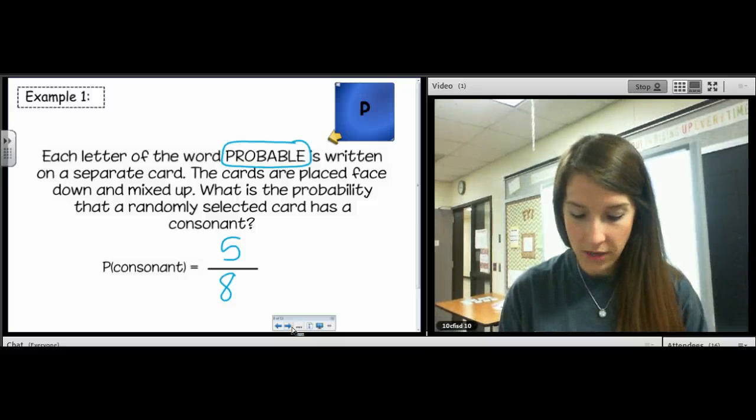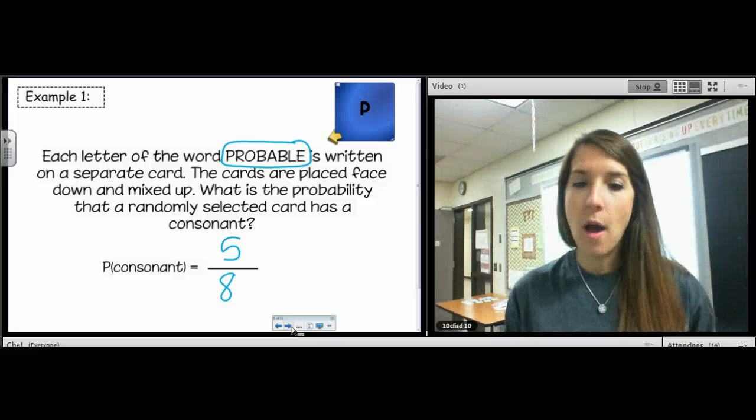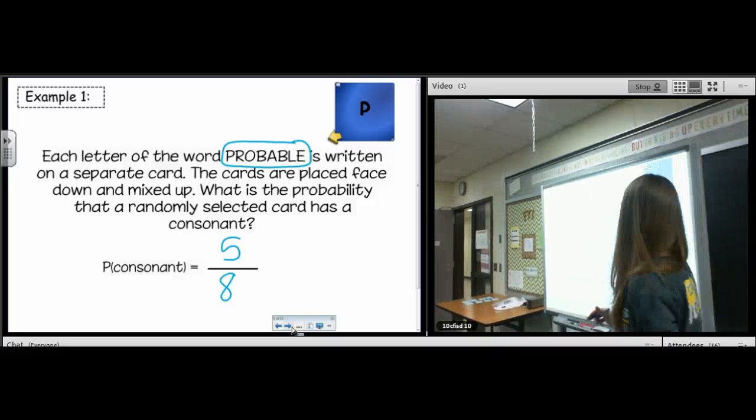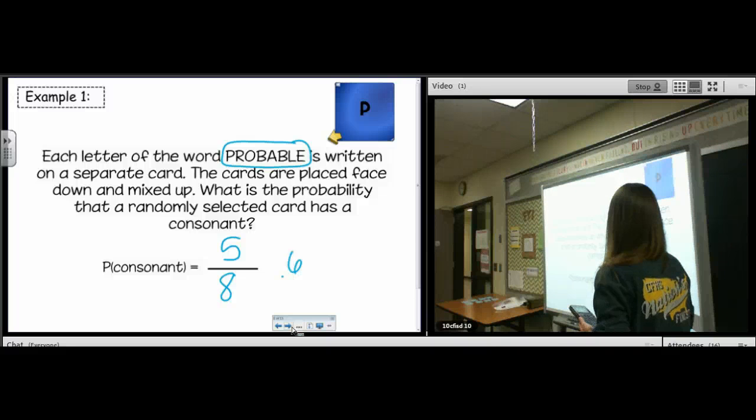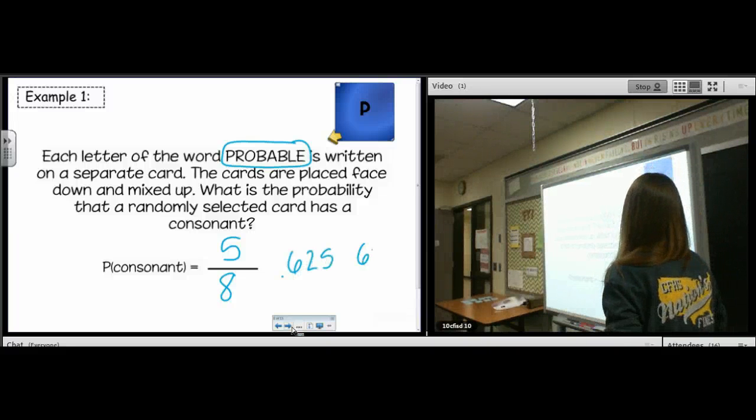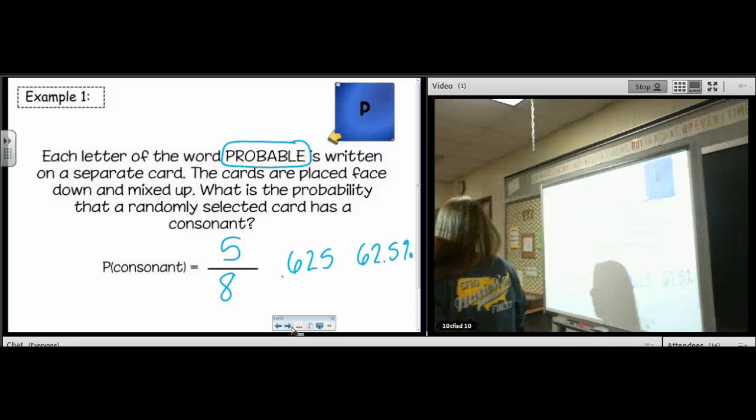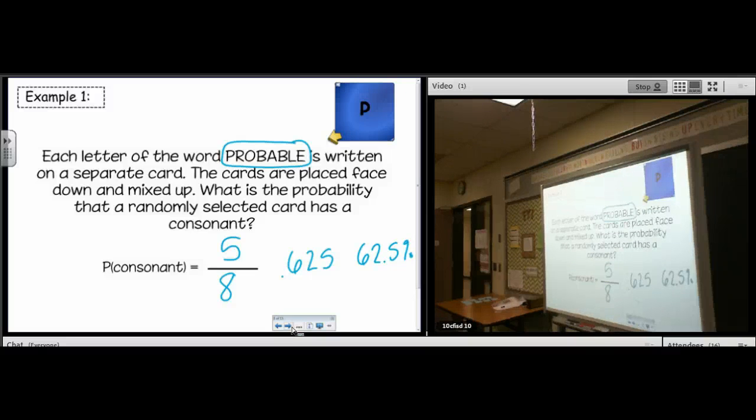Let's just talk about all the different forms that you can put probability in. You could say the probability is 5 out of 8. You could also write it as a decimal. And you could also write it as a percentage, 62.5%. Okay?